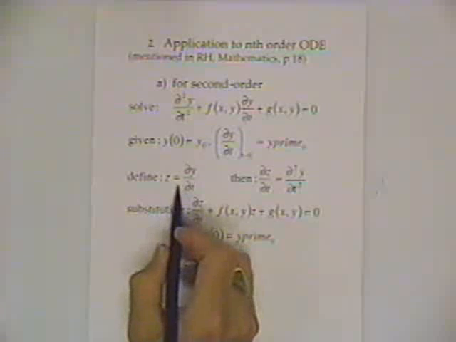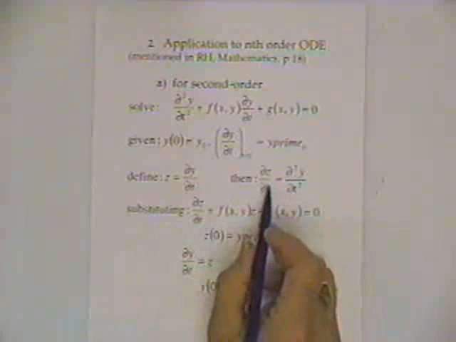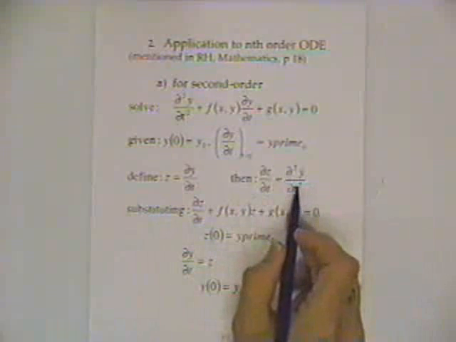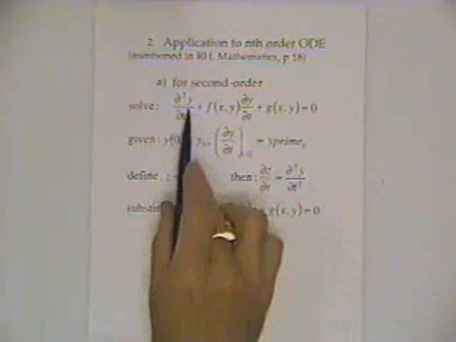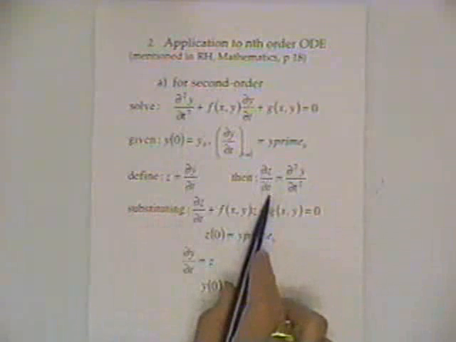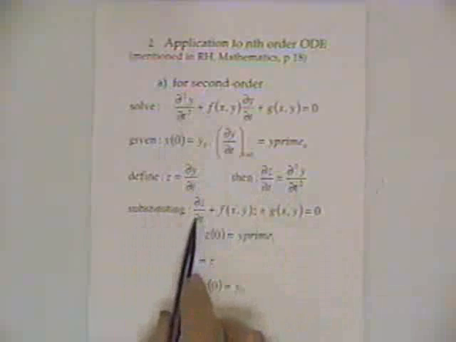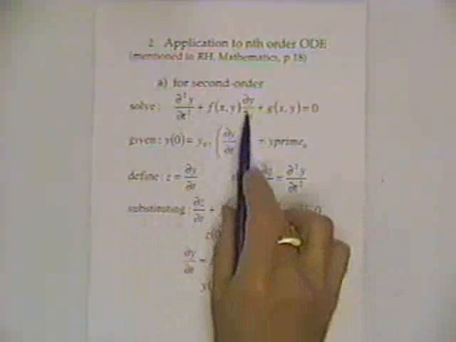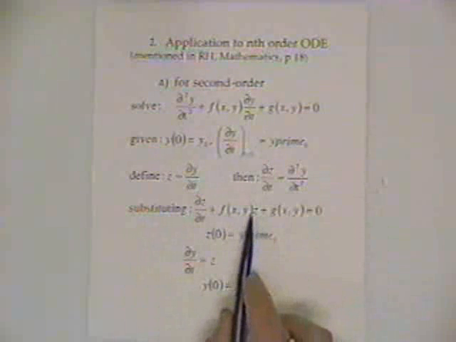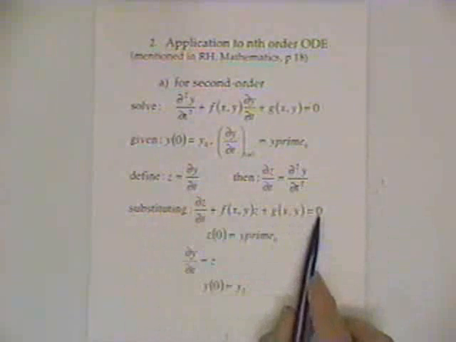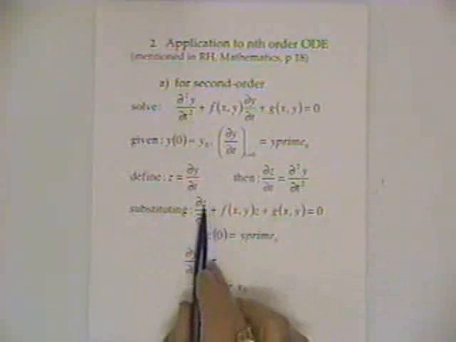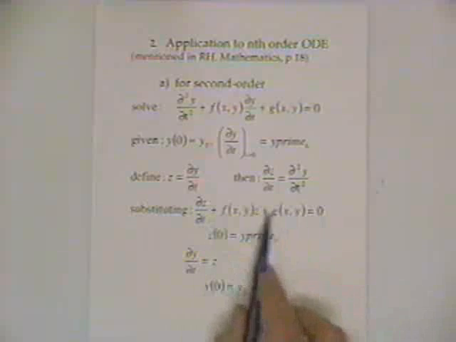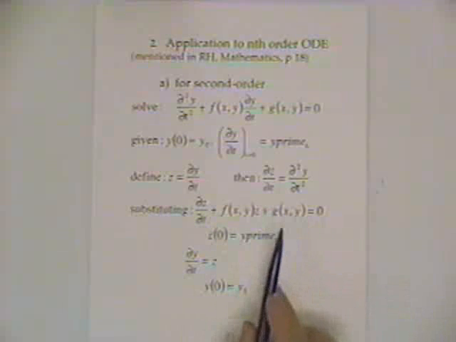Right? If that's your definition for z, then you can take the first derivative of z and show that it's then equal to the second derivative of y. Then you substitute back into the original equation: substitute that the first derivative of z with respect to t is equal to the second derivative of y with respect to t, and substitute that the first derivative of y with respect to t is equal to z. And now we have an equation which is a first-order ordinary differential equation. All right? So that we have dz/dt equal to something that depends on x, y, and z.